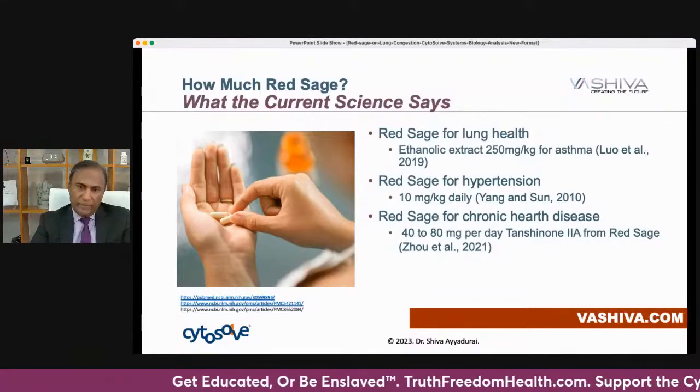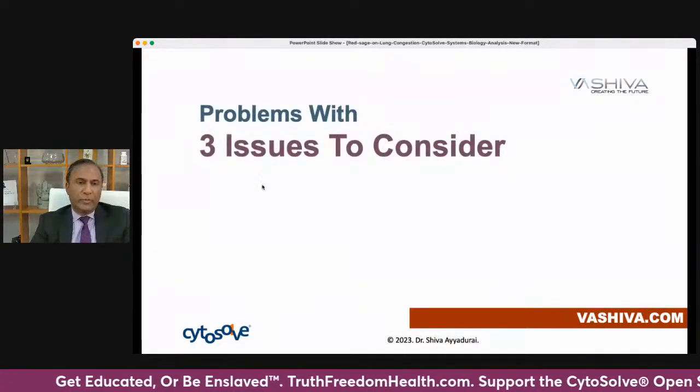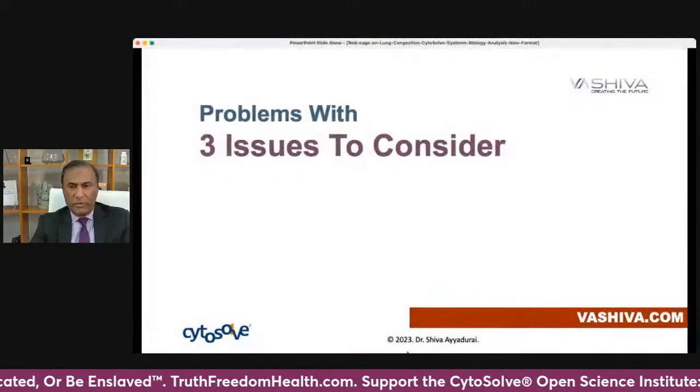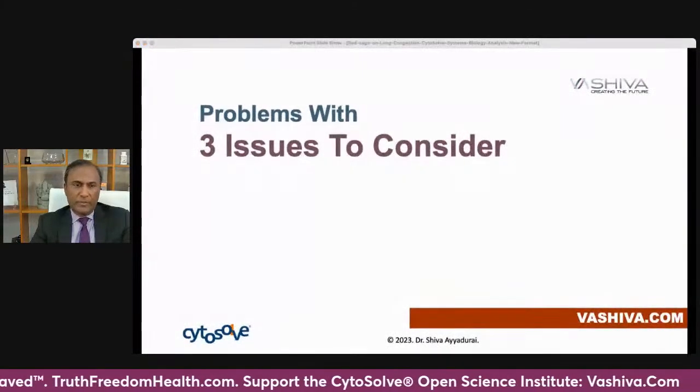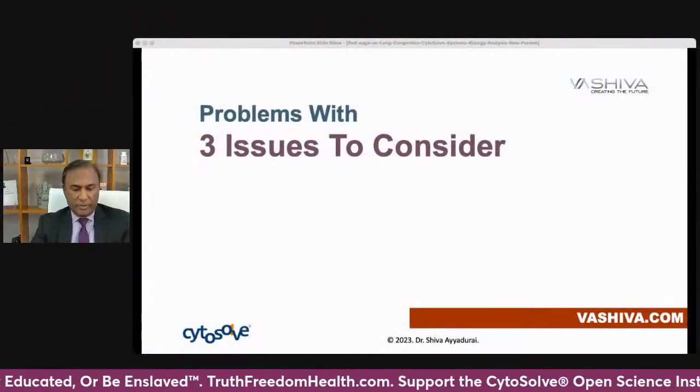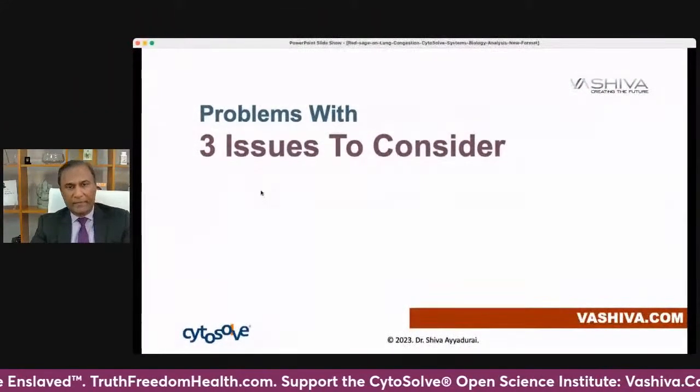In 2021. Now, the three issues we want to consider. Remember, in everything we do, we're not here to take a pro-red sage or anti-red sage position, just like in our movement we don't take a pro or anti position. We don't support the left or the right. This is the problem we're in, because everyone wants to find a quick fix. So when I talk about red sage, there are also some issues you should consider, so you don't think this is some panacea for everything.